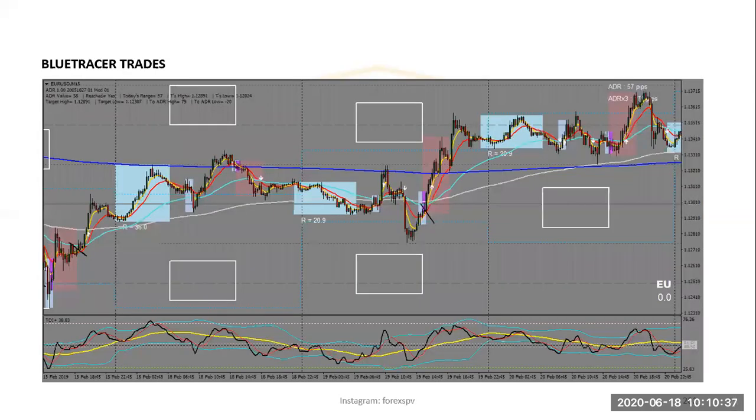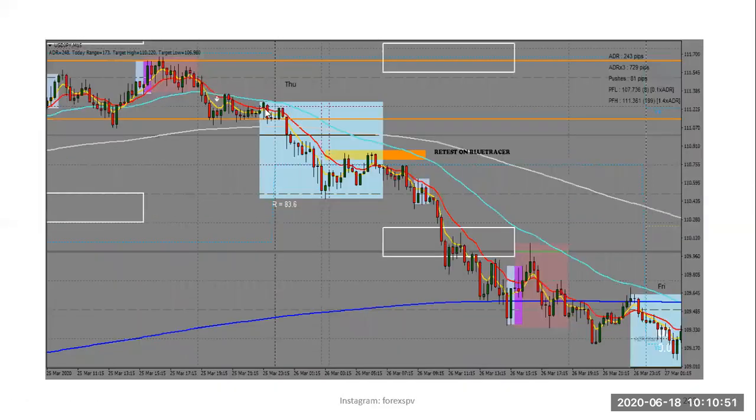See here we have a blue tracer trade. Here we had a blue tracer trade. The stop punch was towards the previous day low, and then the market eventually moved. And here we had a break and retest around the blue tracer, and I had an entry here after this retest.